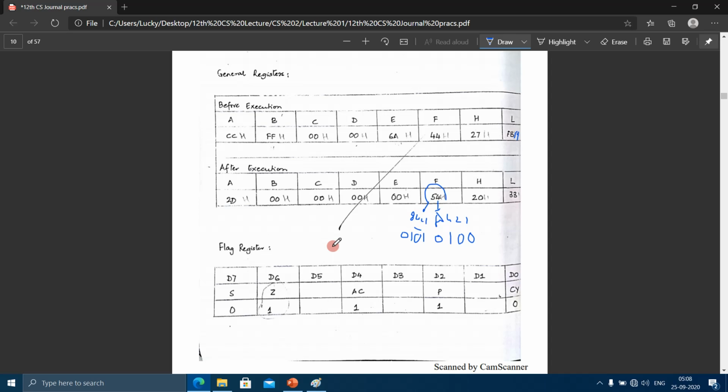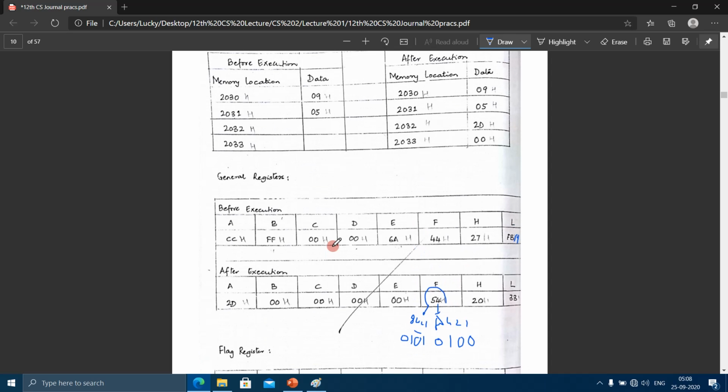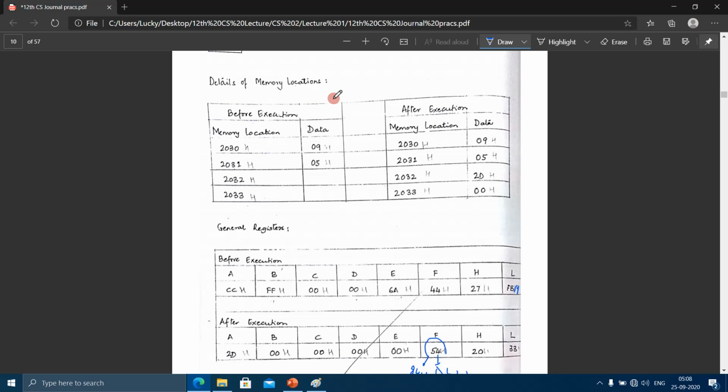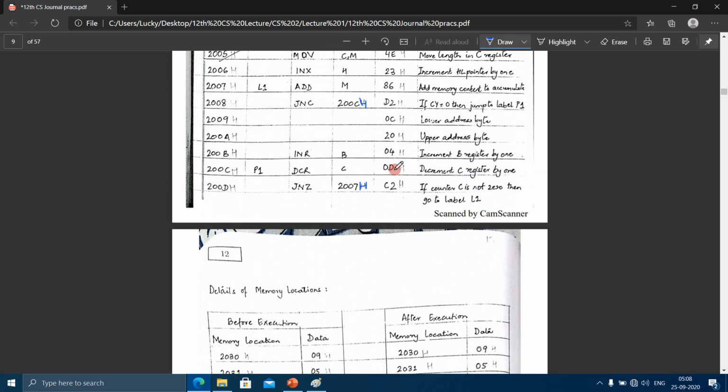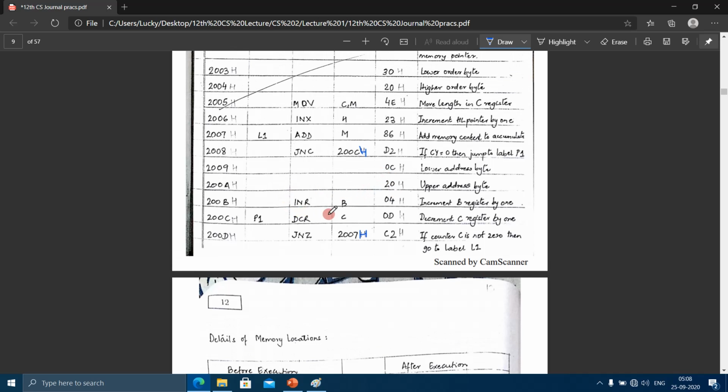So this was all about practical 3, in which we performed multiplication of two 1 byte hex numbers. But in this example where we multiplied 5 into 9, it didn't give us a 2 byte result. We got 2D, but the remaining 1 byte was 00. So I want to explain the rule of this INR B. What is this INR B doing?